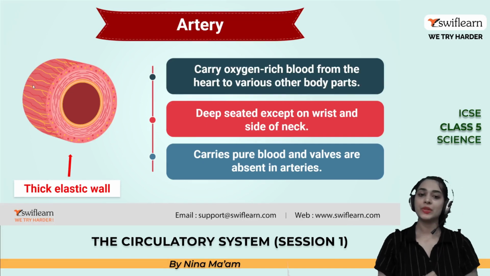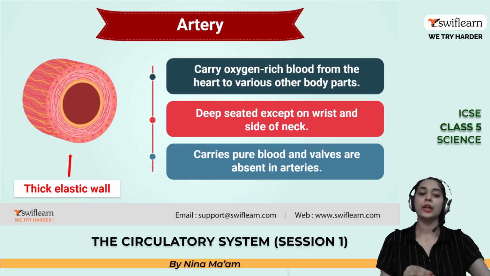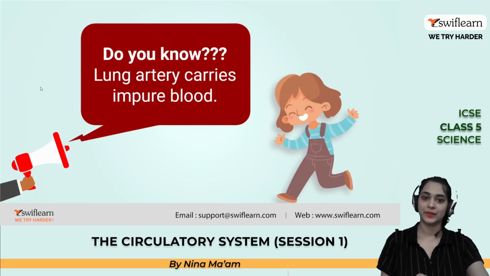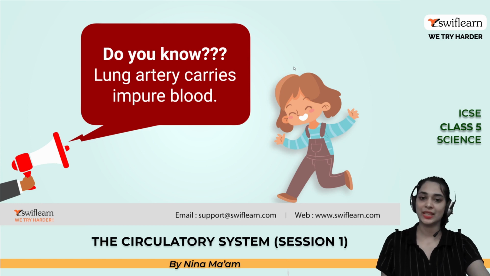So the arteries carry oxygen-rich blood from the heart to the various body parts. They are deep-seated except on the wrist and side of the neck. It has a thick elastic wall, which carries pure blood, and valves are absent in arteries. Do you know our lung artery carries impure blood? Yes, it carries the impure blood.